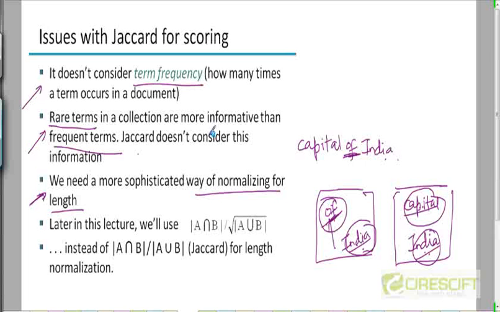Yes, sir. Okay. So these are the three problems with the Jaccard scheme. We are going to later on look at a scoring scheme called the cosine score, which is going to address this problem, and which is also going to have some kind of normalization. So you'll have to wait until that point to understand this. This may not make much sense right now.